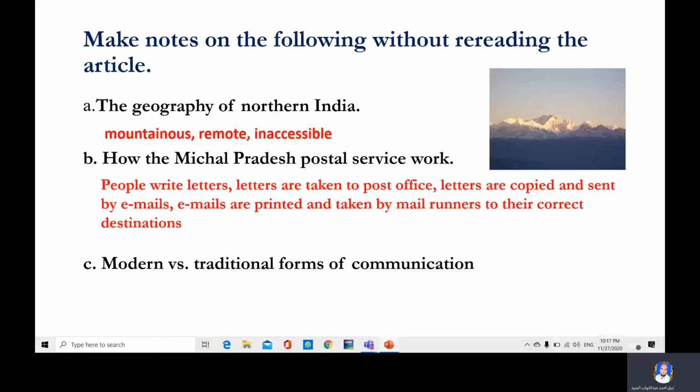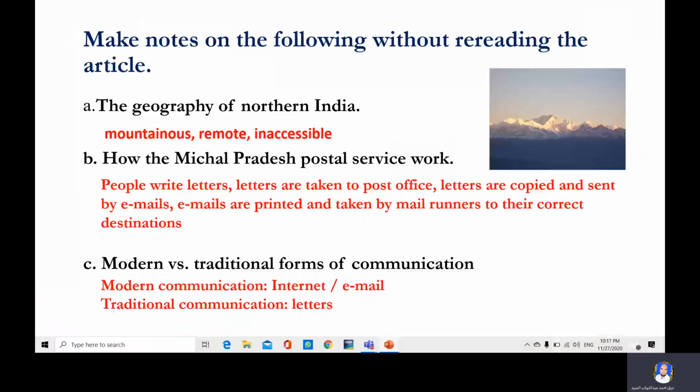What about modern communication versus traditional forms of communication? Compare between them. Modern communication, the internet and the email, is fast and easy. Traditional communication, they use what? They use letters and they take a long time.